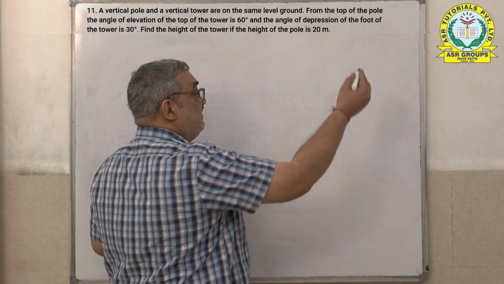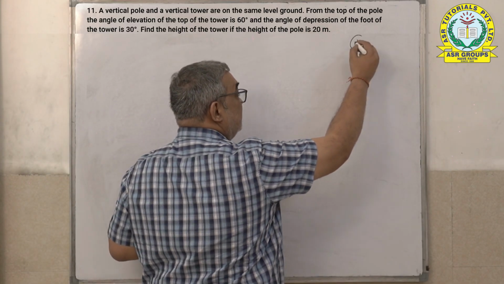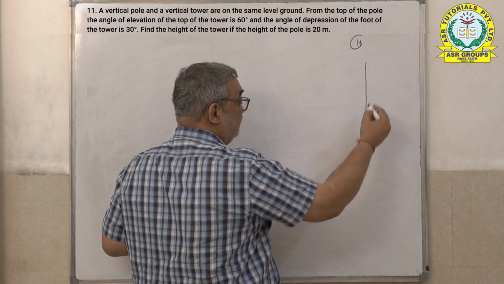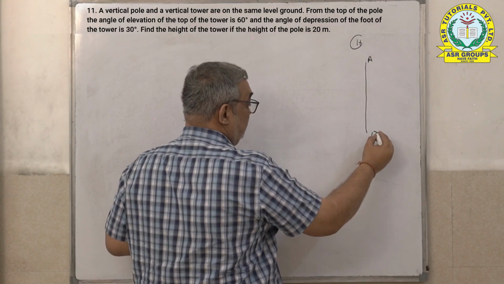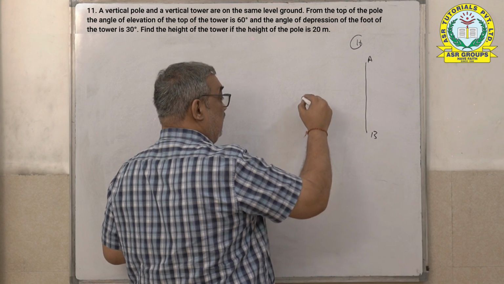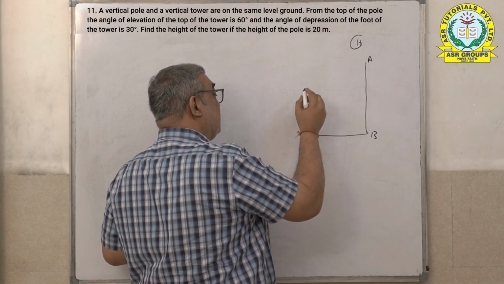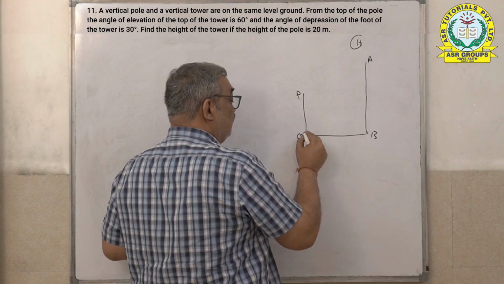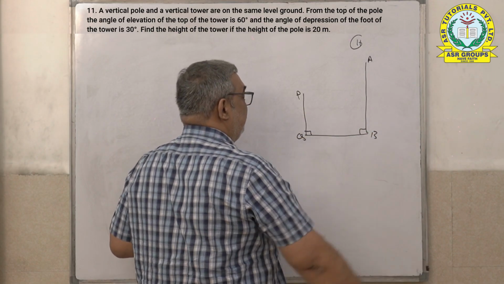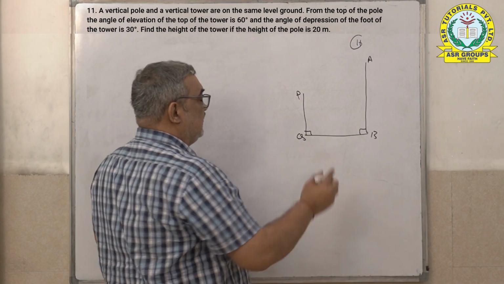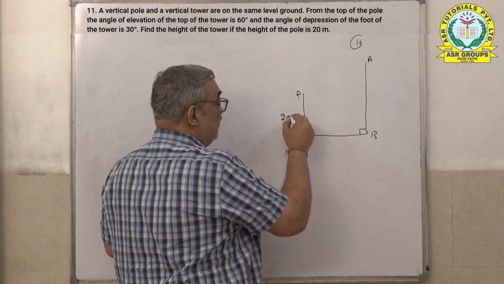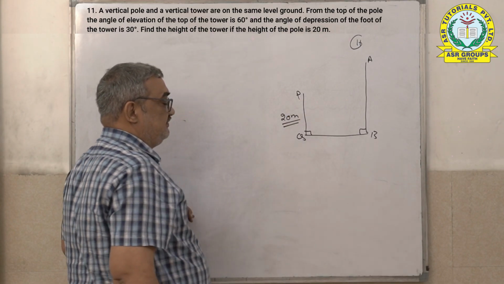Welcome to the sum number 11. This is the tower and this is the pole. Remember, the tower is higher than the pole. So while you draw the figure, be careful. The height of the pole is given, 20 meter.